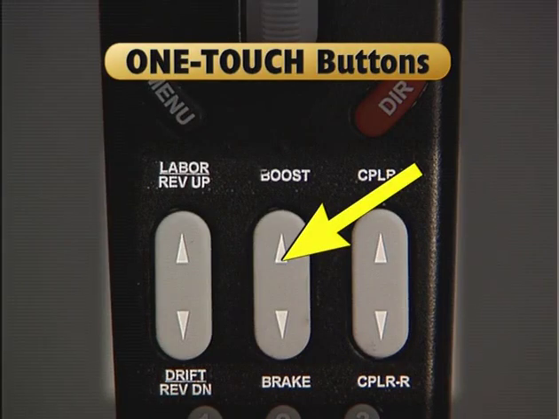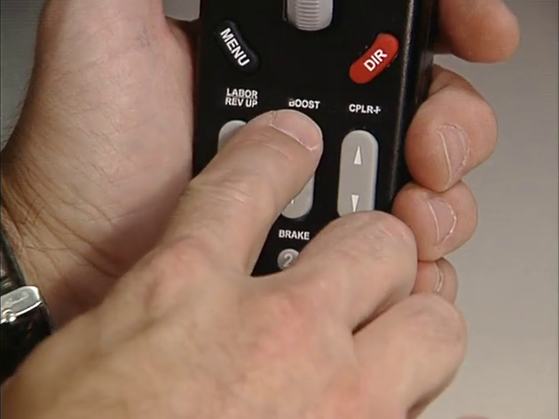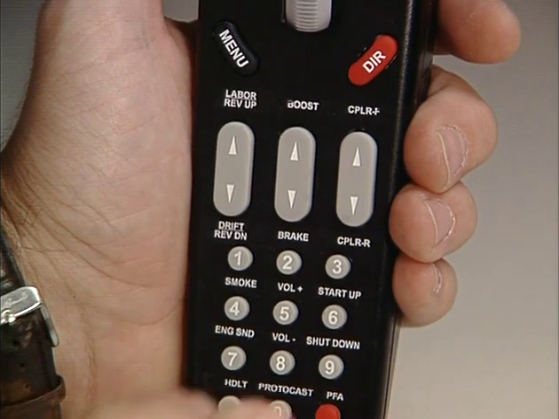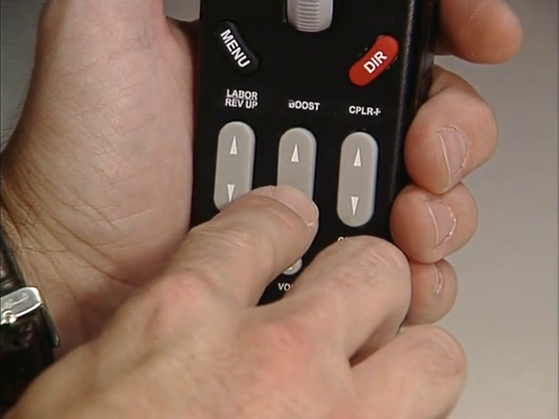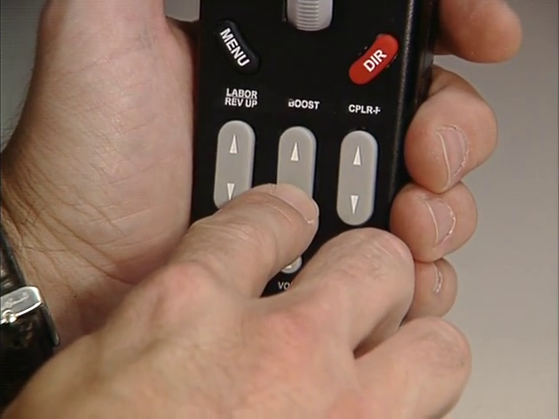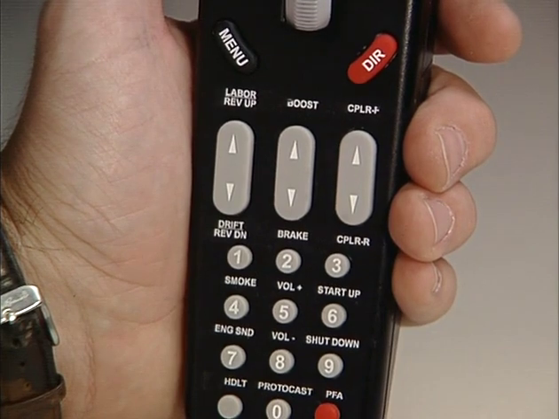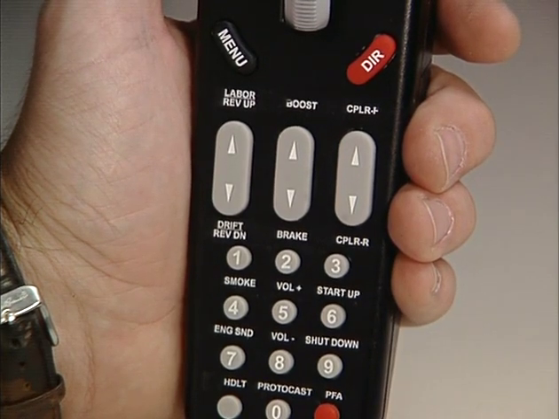This is the boost and brake button. Press the top end of the rocker switch to temporarily increase the speed of the selected engine, or press the bottom end of the rocker switch to temporarily decrease the speed of the selected engine. The speed will continue to change for as long as the button is pressed. The locomotive will resume the set speed when you release the button.